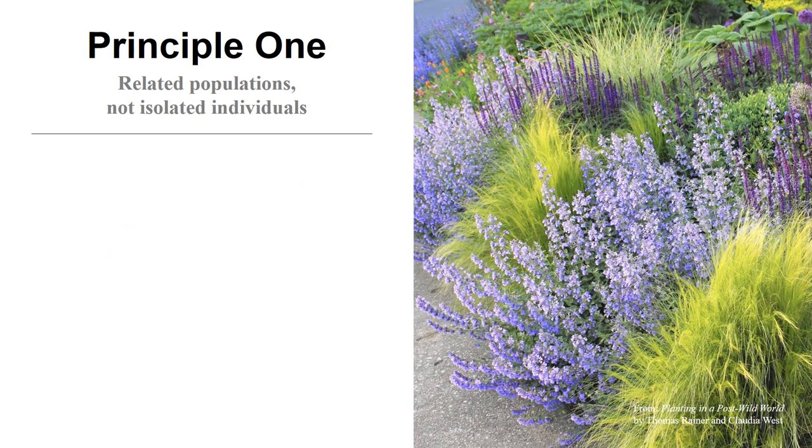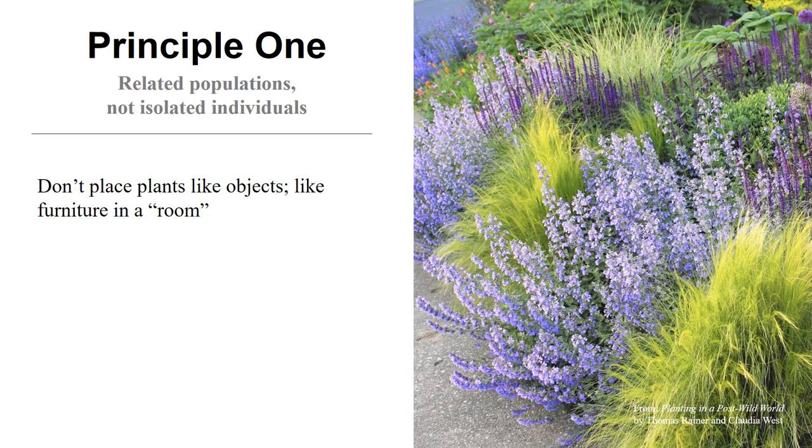So I'll begin here talking about the five principles that Rainer and West put forward in their book. And the first principle is related populations, not isolated individuals. So here you can see this image of a lush planting to the right. And so let's explore what Rainer and West say about this first principle.